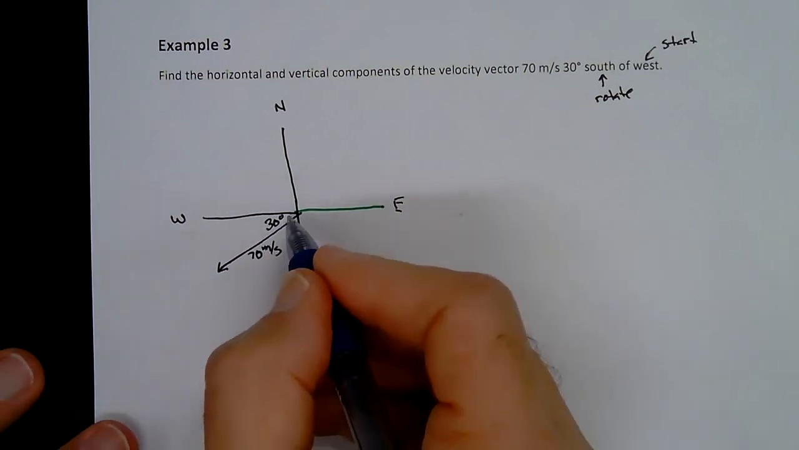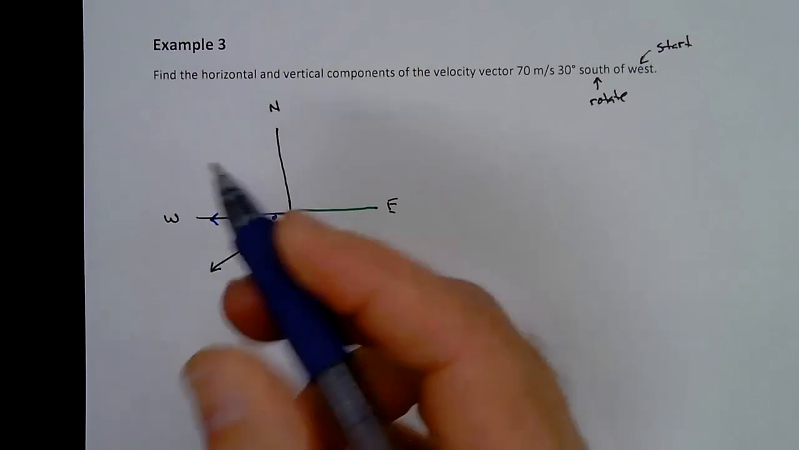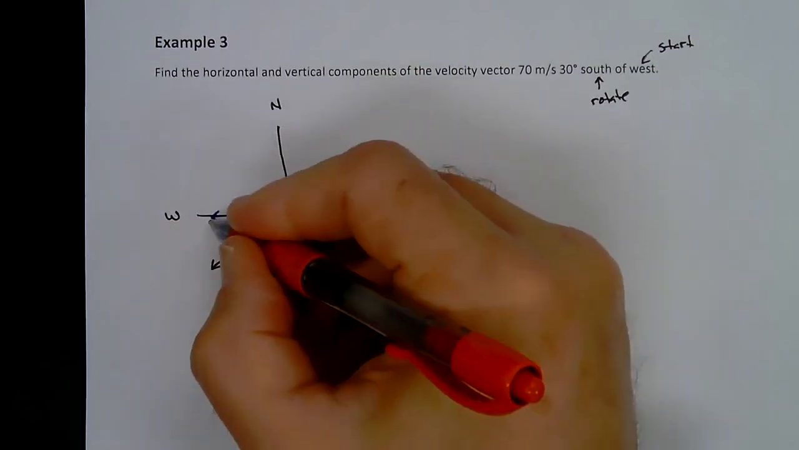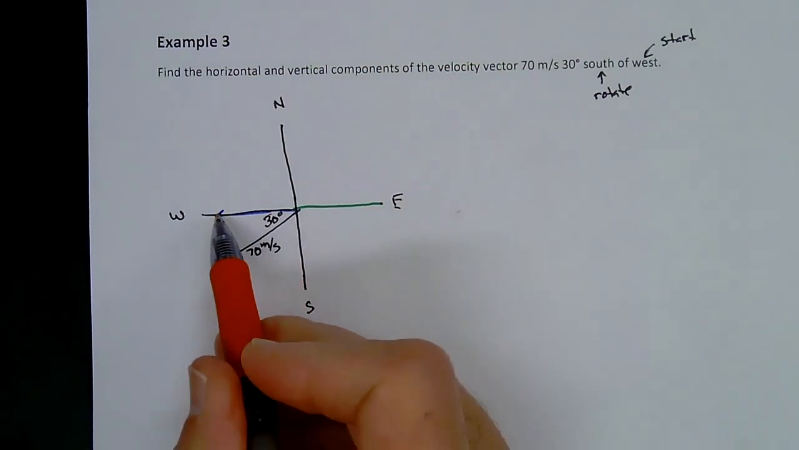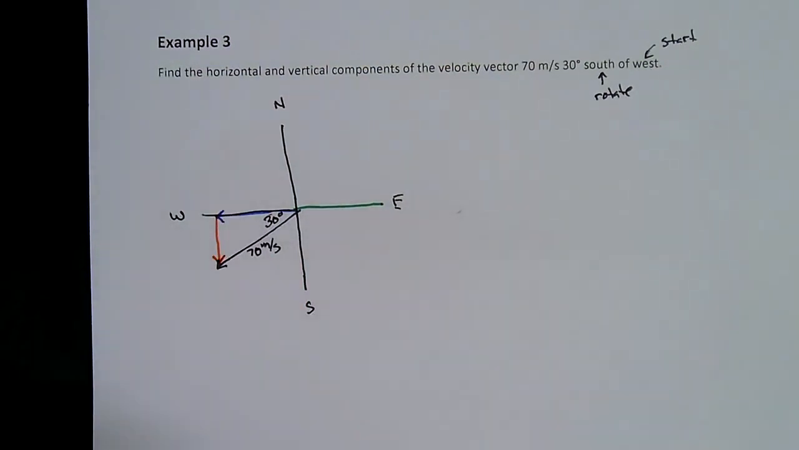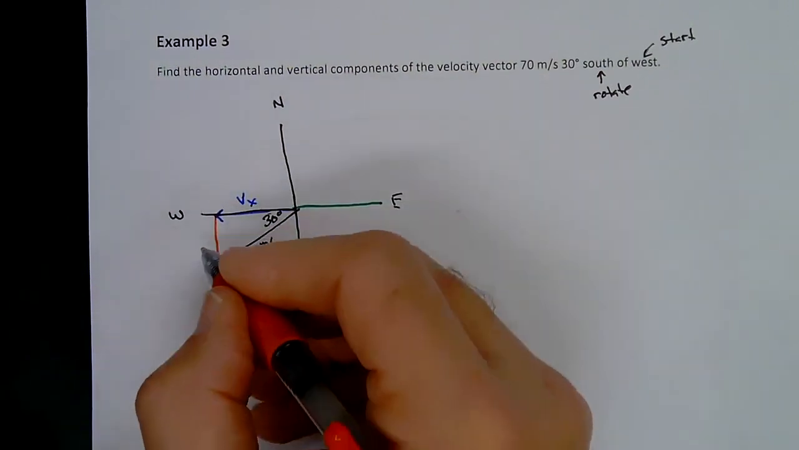My horizontal component is going to come out this way, and my vertical component is going to have to come down, because we have to go head to tail. So this is going to be my V sub x, and this is my V sub y.